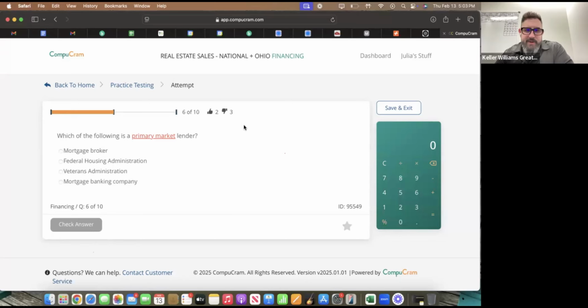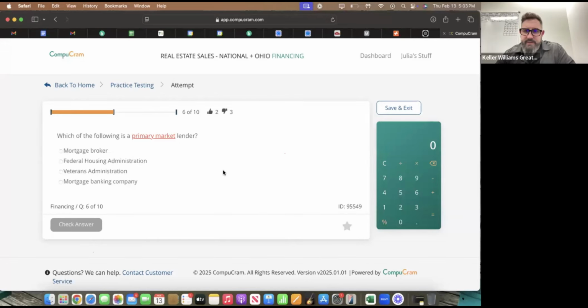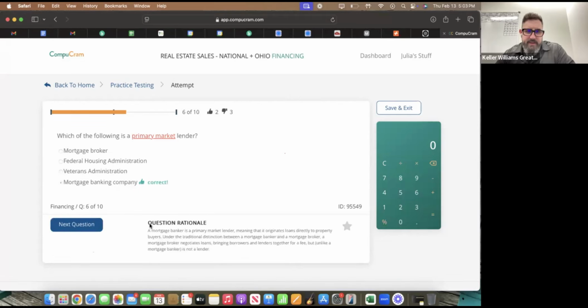Which of the following is a primary market lender? A, a mortgage broker. B, Federal Housing Administration. C, Veterans Administration. Or D, mortgage banking company. What y'all think? We got a D, we got a B. Let's go mortgage banking company.